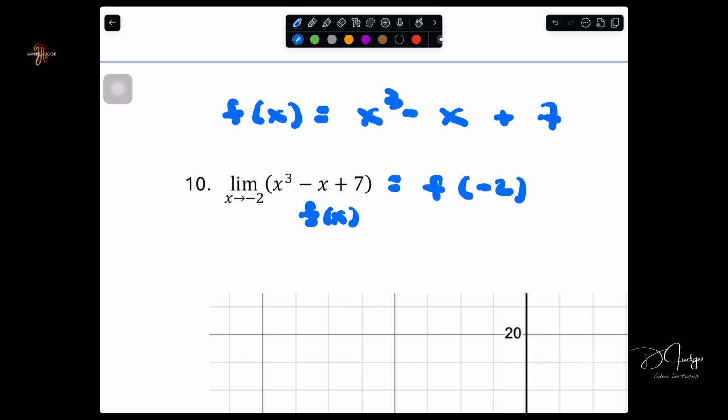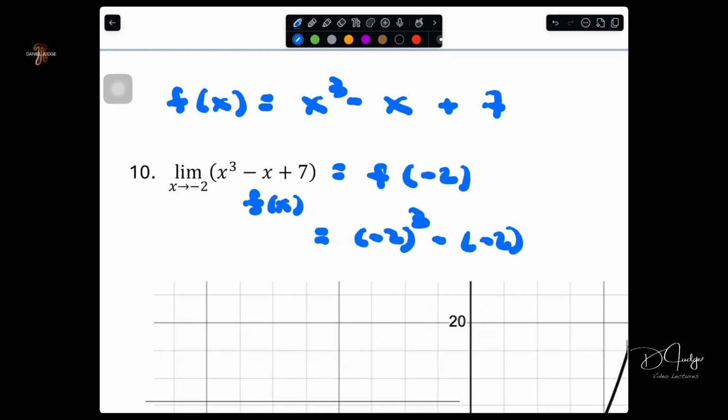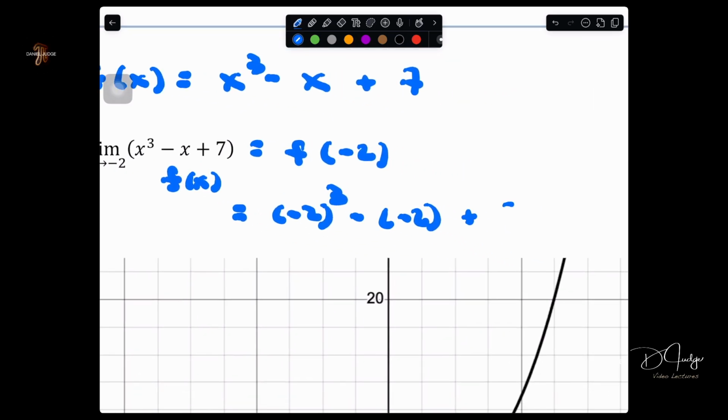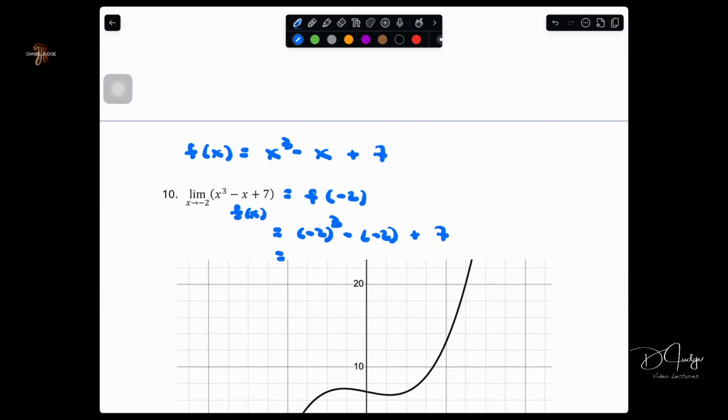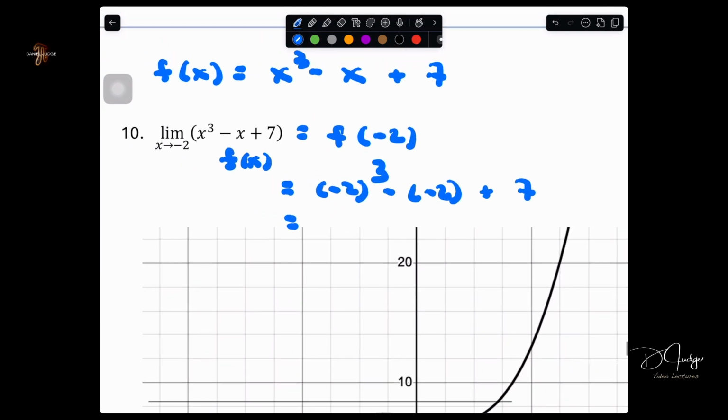f of -2. So as x goes to -2, because polynomials are continuous, we simply have to evaluate this using some arithmetic. Okay, plug this in. Now, be prepared on a test, ladies and gentlemen, to answer these questions without a calculator. Notice, I didn't need a calculator for any of these questions. We're just using arithmetic. I don't write tests that you need a calculator for.